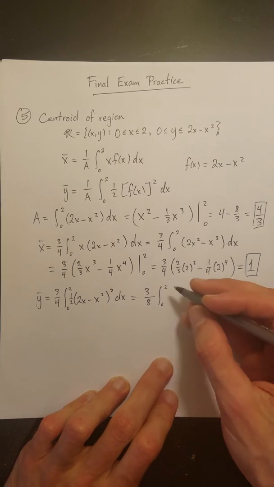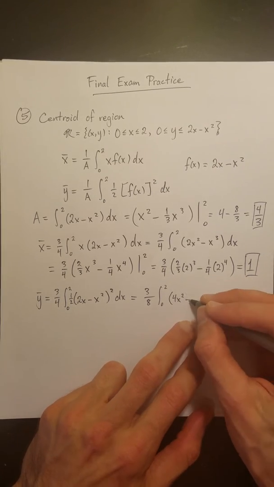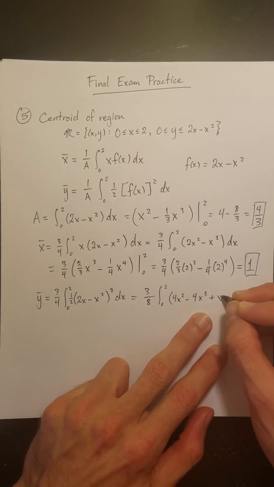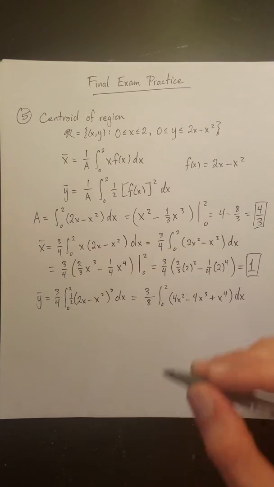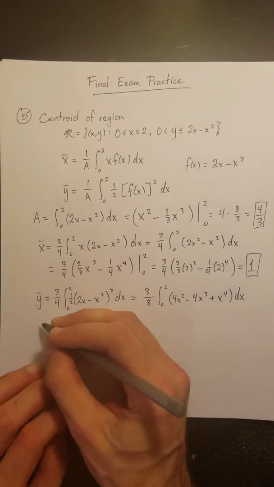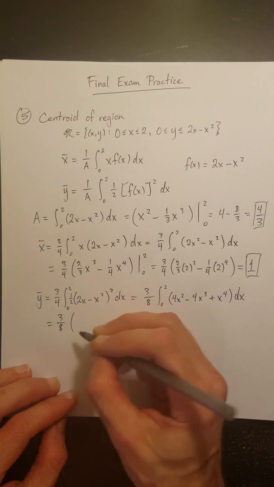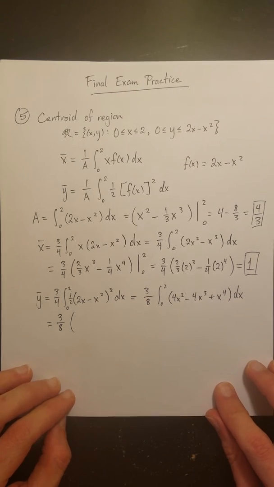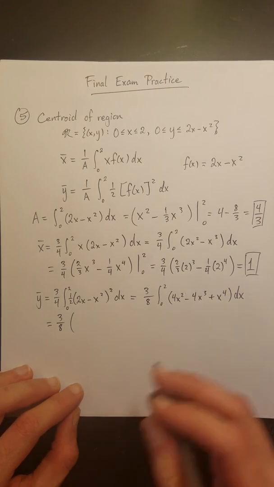Let's distribute everything. So we're going to end up with 4x squared minus 4x cubed plus x to the power 4 dx. So that's what we get when we expand this 2x minus x squared to the power 2. And so we get 3 over 8, of course, just hangs out. We now can just take the antiderivative of this expression, 4x squared minus 4x cubed plus x to the power 4.